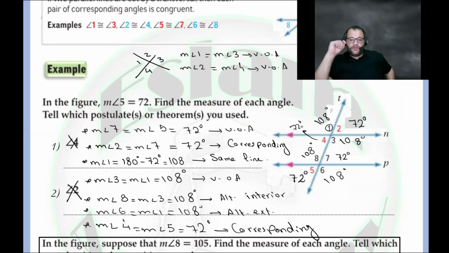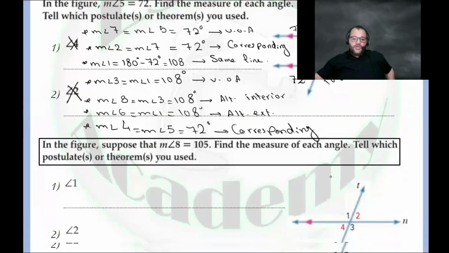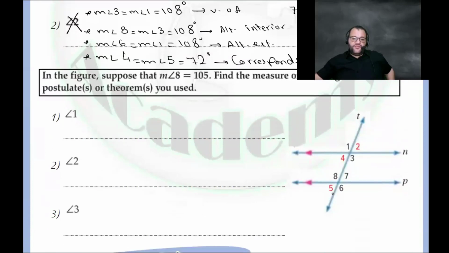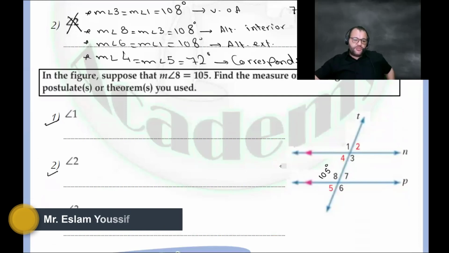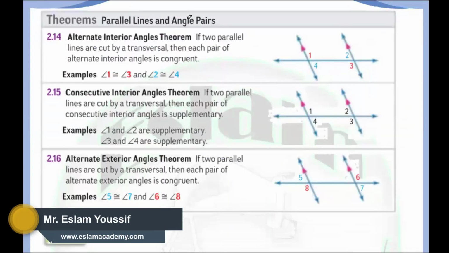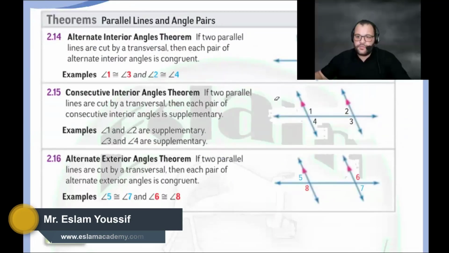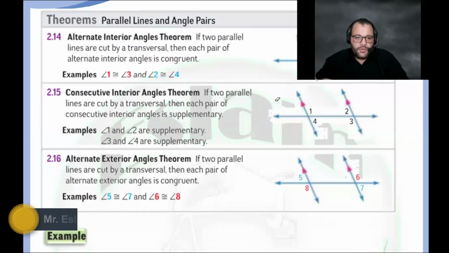No problem? Okay. So on the same figure, suppose that measure of angle 8 is 105. Can you find measure of angle 1, 2, and 3 and send it to me, please? We can go to the next point.